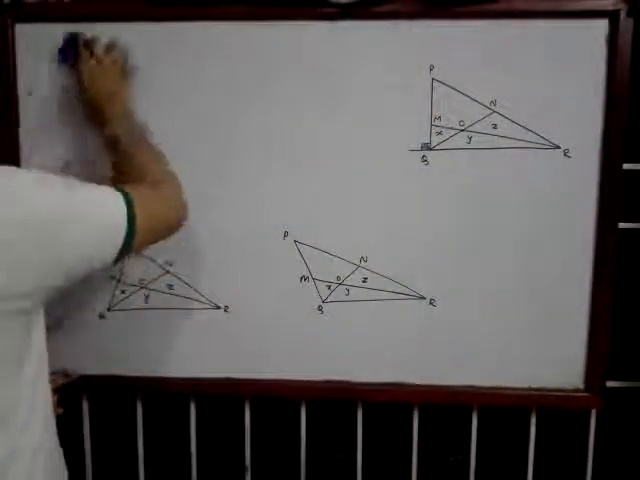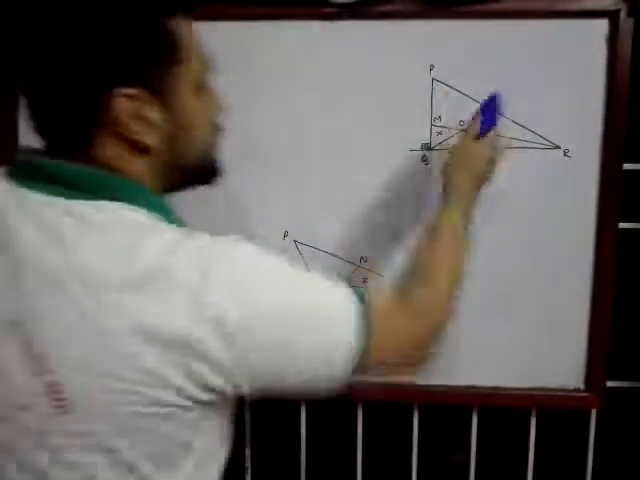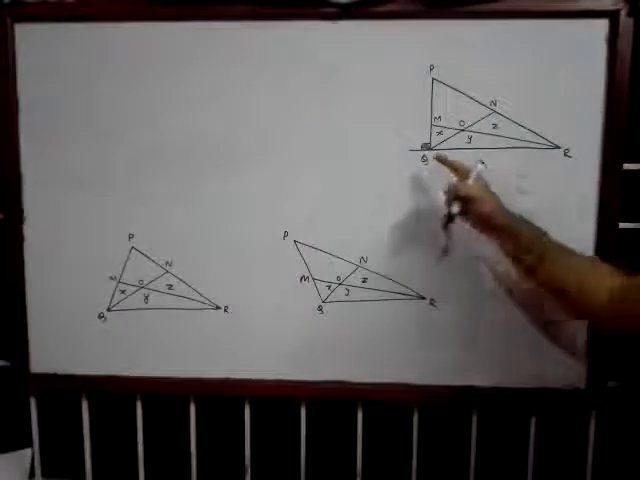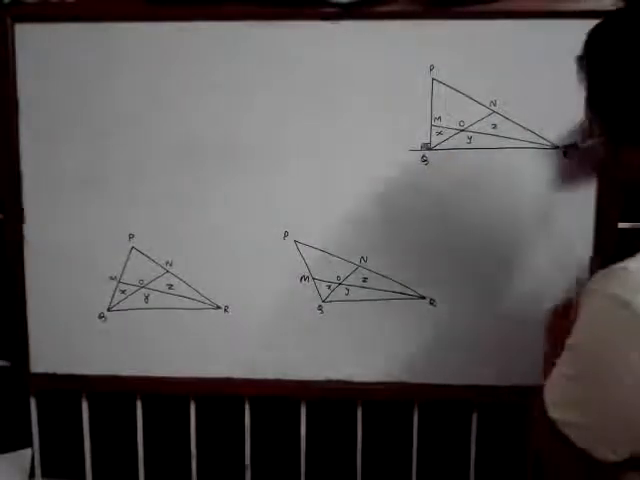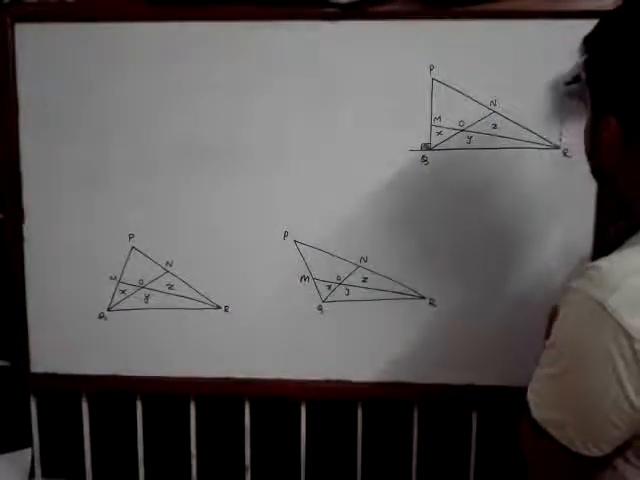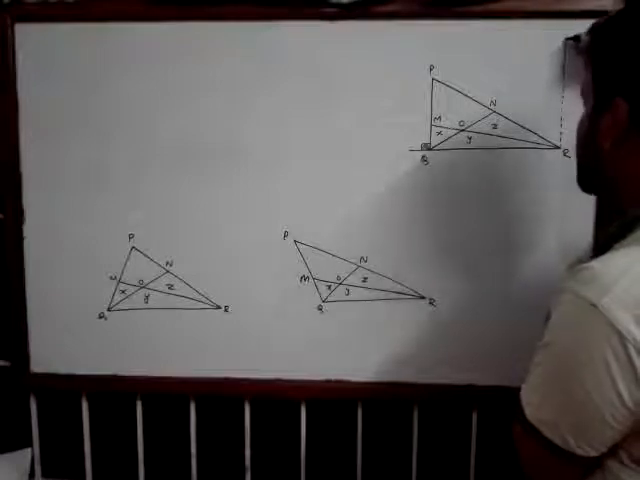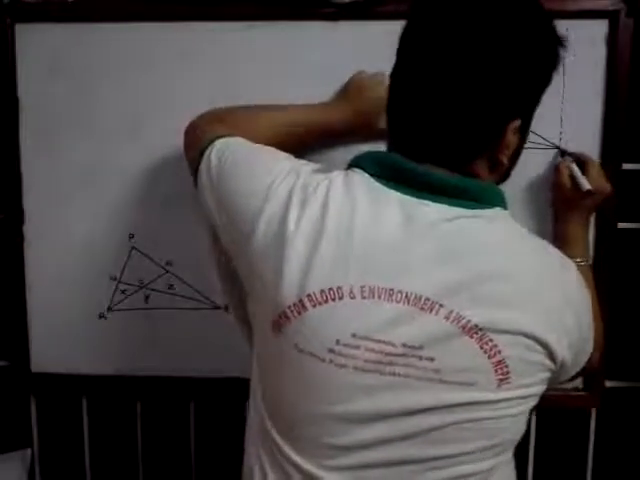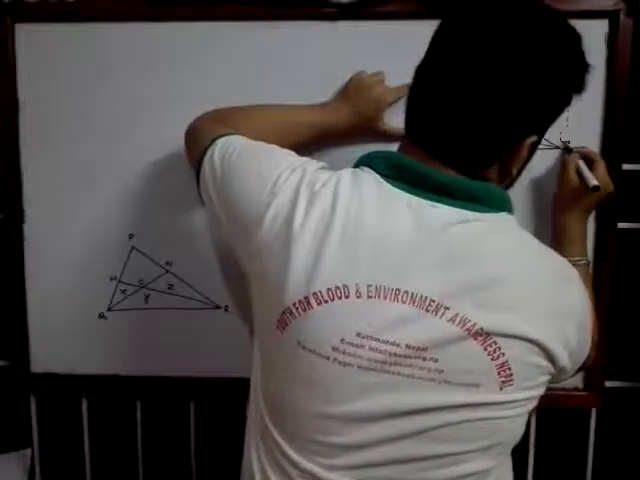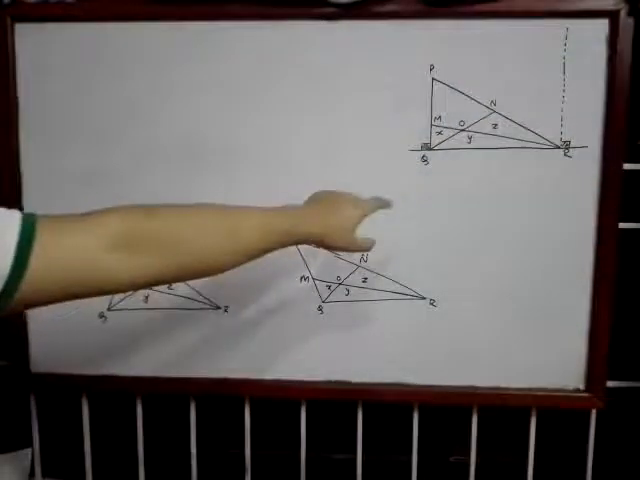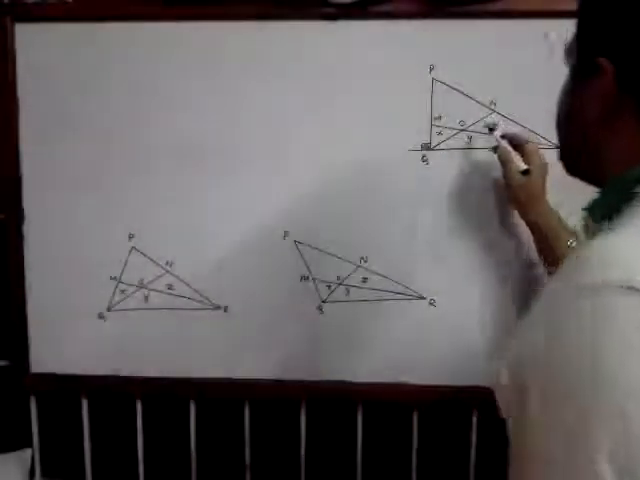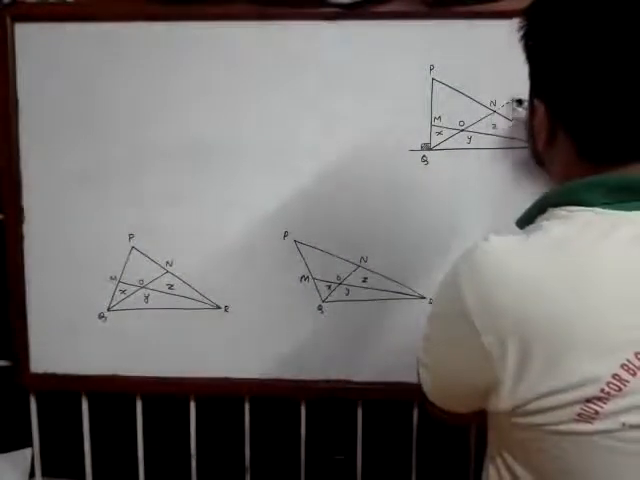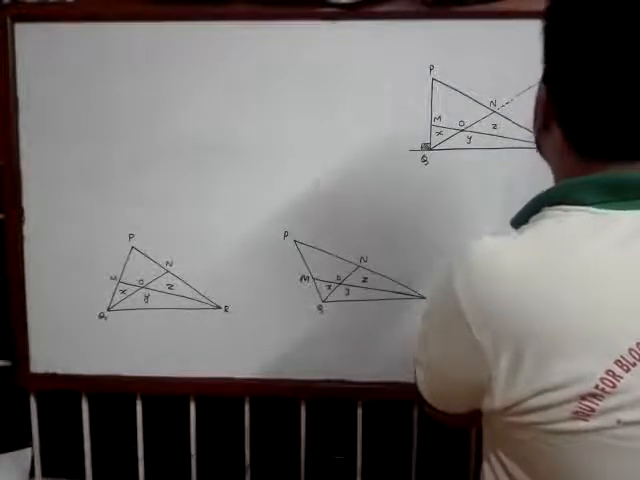Let's first consider this triangle. This is the easiest case. From R, construct a line parallel to PQ. So basically, this is also 90 degrees. Now produce QN to meet the line we just constructed.